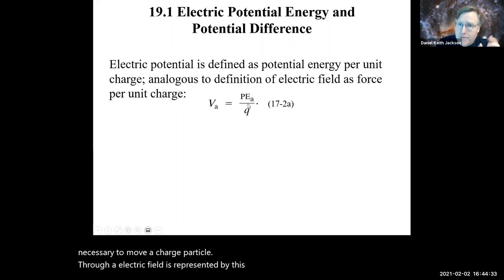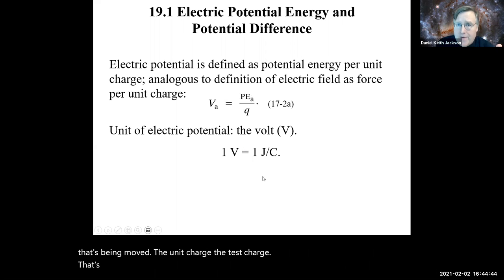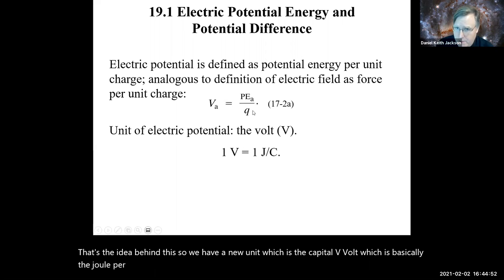So it's energy divided by the charge that's being moved, the unit charge, the test charge. That's the idea behind this. So we have a new unit, which is the capital V volt, which is basically the joule per coulomb given from this above equation, which is energy divided by charge.